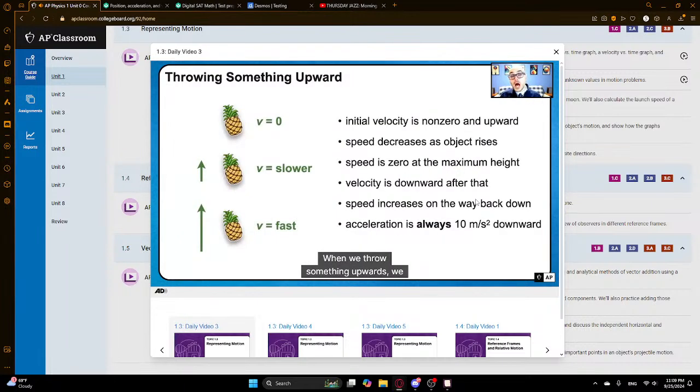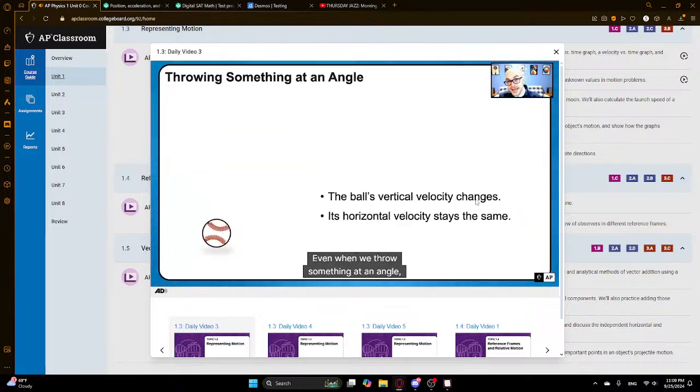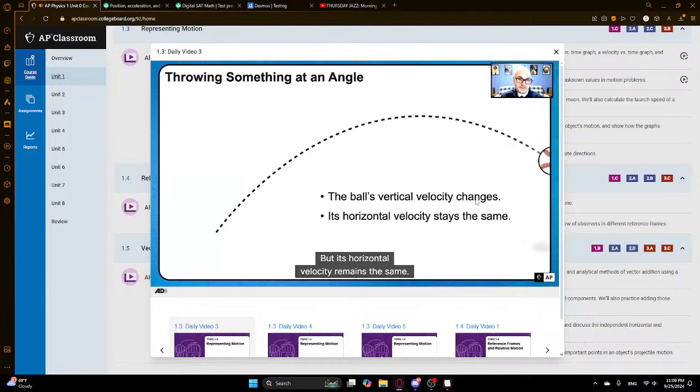When we throw something upwards, we throw it up with an initially very fast velocity that decreases to 0 at the tippity top of its path. But notice the acceleration of that object is always 10 and always down. Even when we throw something at an angle, the vertical acceleration on Earth is always 10 meters per second squared all the time and always down. The ball's vertical velocity changes, but its horizontal velocity remains the same.